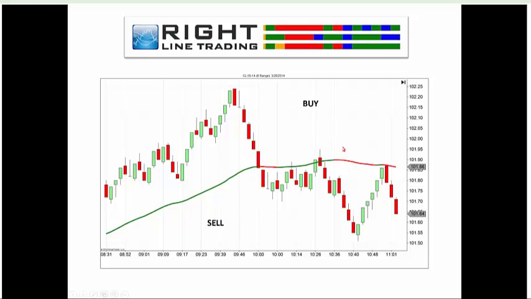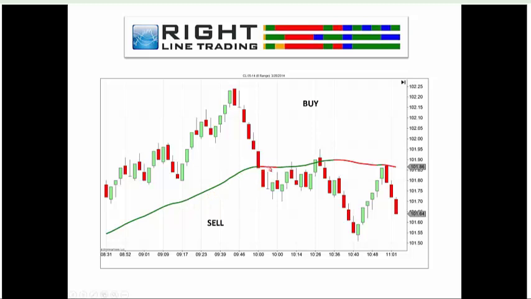When the market is above, this is a 50 period simple moving average. It's nothing fancy. We use the Ninja Trader platform exclusively, and this is really a non-proprietary indicator, even though we have formatted it so that when it's moving to the upside, it's green, and to the downside, it's red.